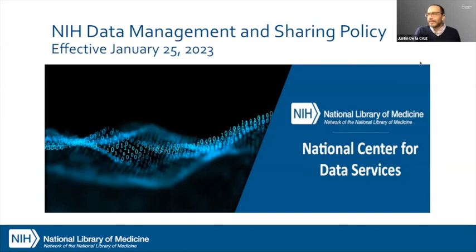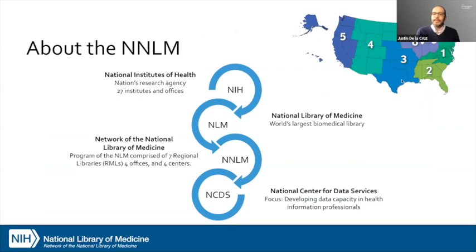So we are the National Center for Data Services, and I wanted to talk a little bit about what we are and what we do before we launch into the policy. So we are a part of the network of the National Library of Medicine, which is comprised of 7 regions across the US, 4 offices and 4 centers. And our goal is to basically educate and promote the National Library of Medicine, which is the world's largest biomedical library and is a part of the National Institutes of Health.